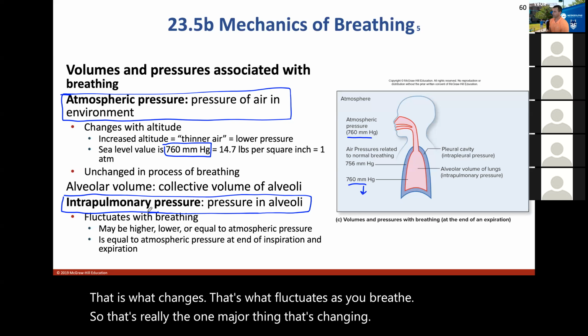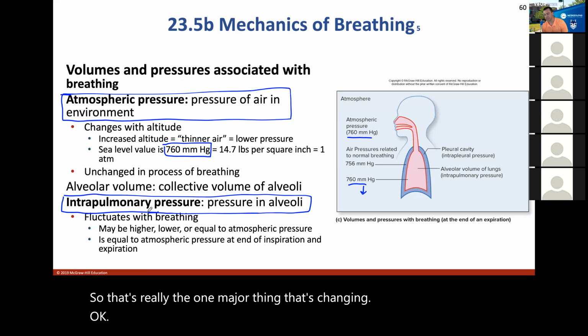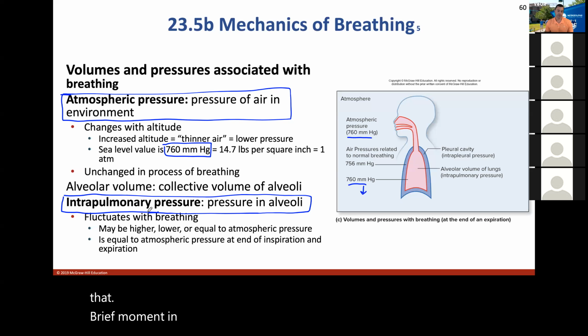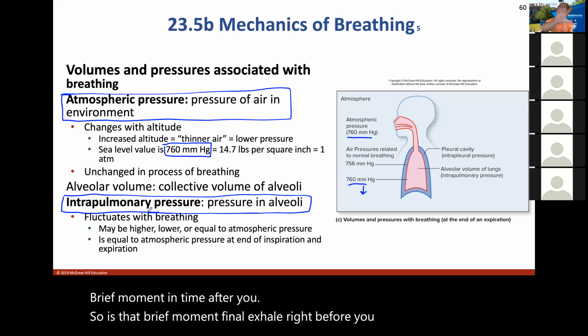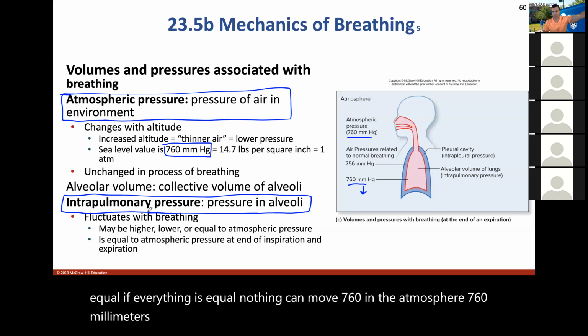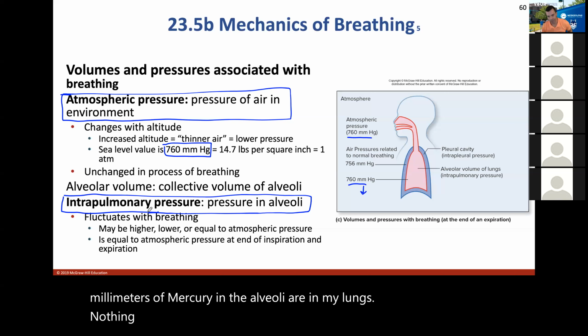Okay. We are going to see what happens when you start to breathe. All right. This is that brief moment in time after your final exhale, right before you inhale. Everything's equal. If everything's equal, nothing can move. 760 in the atmosphere, 760 millimeters of mercury in the alveoli, in my lungs. Nothing moves. It's at equilibrium.